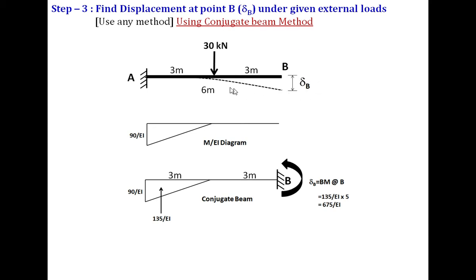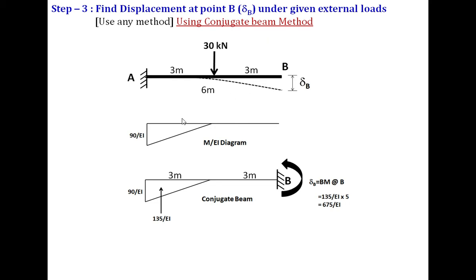Now, as per the conjugate beam method, we have to construct the M upon EI diagram. So this cantilever beam subjected to a 30 kN load will have a bending moment diagram like this, and because EI is constant, the M upon EI diagram will be triangular with the ordinate 90 by EI, 30 into 3, and here 0, no moment. So this is basically the M upon EI diagram of this particular cantilever beam.